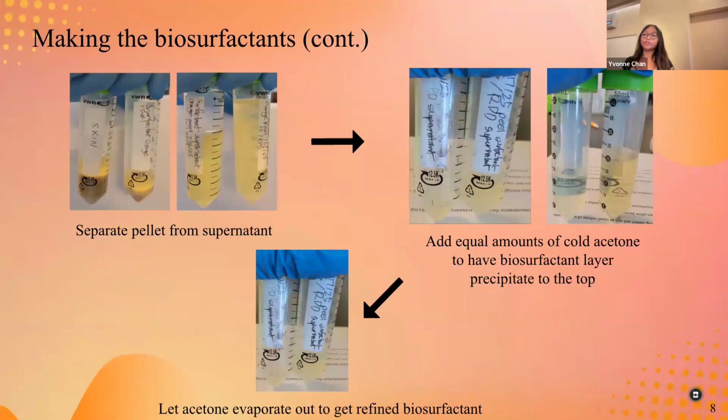After this, the samples were centrifuged to separate the solids from the liquid on top. The liquid was then isolated and cold acetone was added in equal amount to the liquid produced to allow further purification of the biosurfactant. The acetone was then evaporated until the expected yield was reached. At the end of this process, I have created all four of my biosurfactants.